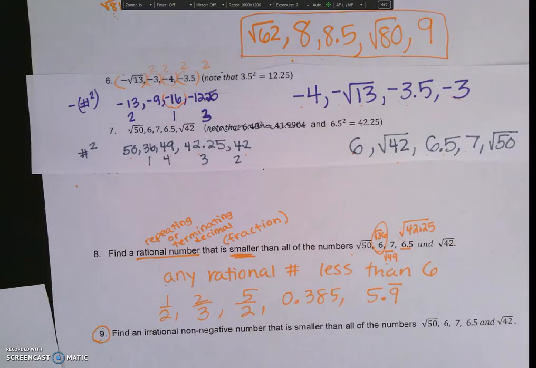So let's work on 9 and 10 with your groups. I'm going to give you 3 minutes to talk about them. Please pause the video for 3 minutes and then we'll go over 9 and 10. Pause the video for 3 minutes, please.